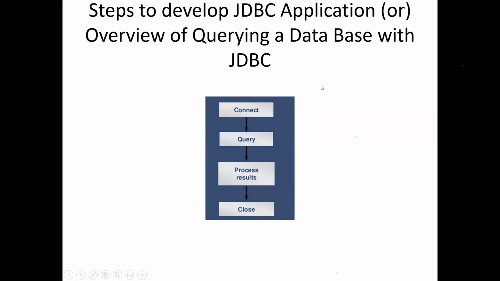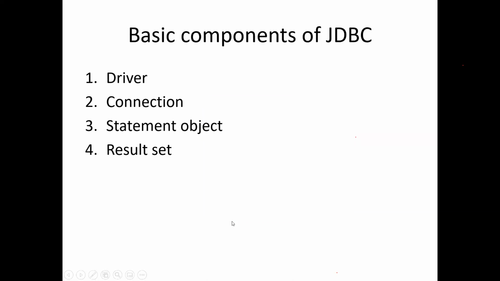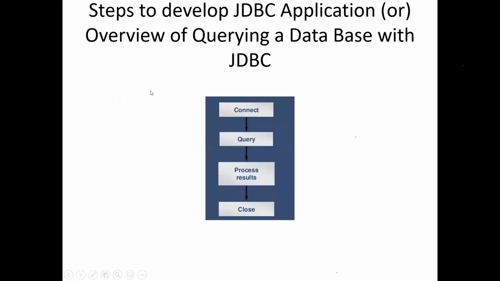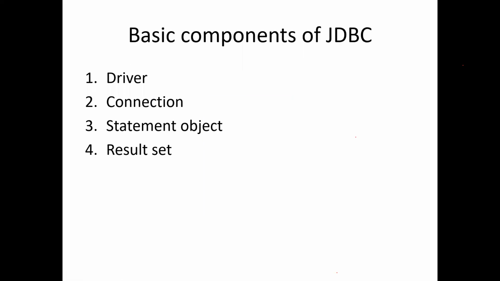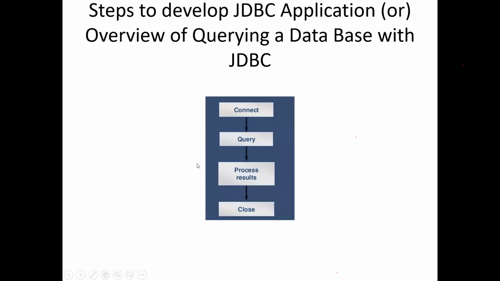Here we have four different steps. First one is the connection. What is the meaning of connection? How will we provide the connection? Now I will explain. Next one is the query. Next one is processing the results. Finally, we will close the connection. These four steps are related to these four points: the first one is the driver, second is the connection, third is the statement object, and finally the result set. So here the first step is connection.